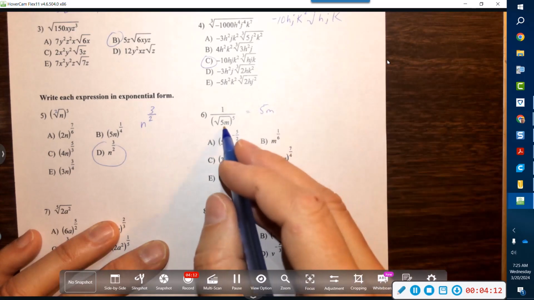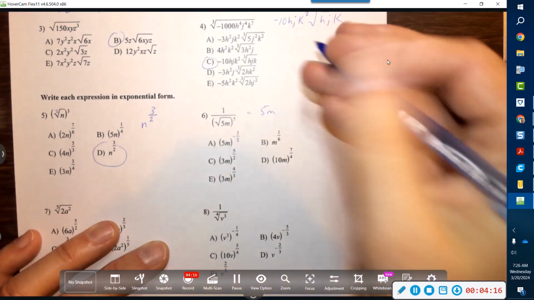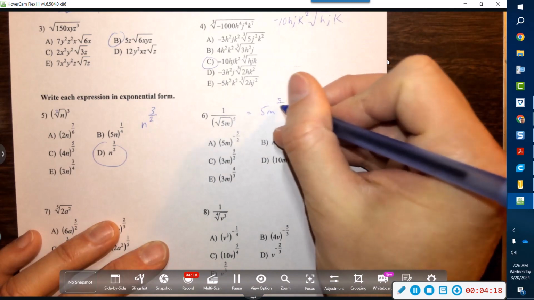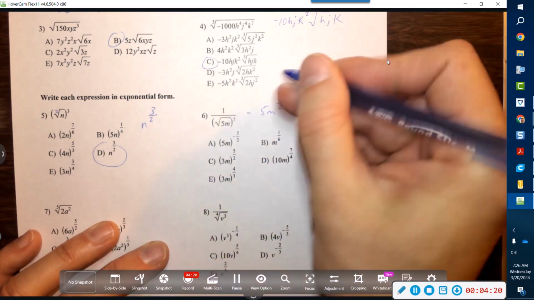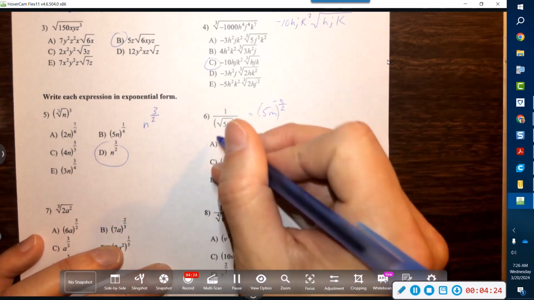Alright, this one's the same thing. 5m is on the inside, so both are having the same things done to them. So that would be 5 over 2, but because it's 1 over, we know that we need to make that negative. Make sure you keep it in parentheses. That's A.